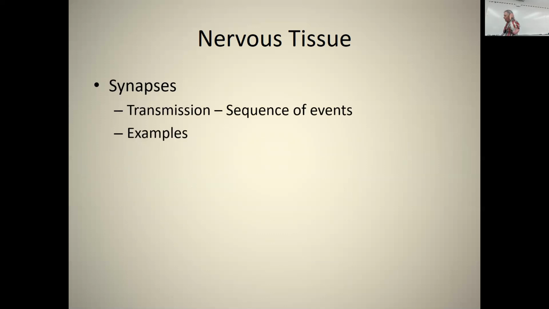Okay, so we'll go look at the sequence of events in synaptic transmission. What happens when the action potential reaches the synaptic bulb or axon terminal? We give examples of particular types of synapses, one called excitatory cholinergic. Cholinergic means acetylcholine is the neurotransmitter.